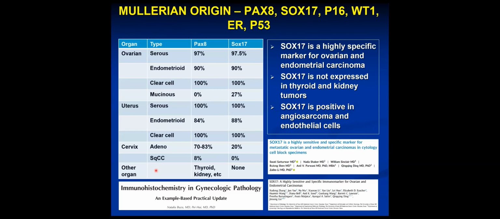In the case of Mullerian origin, we commonly employ PAX8 as a lineage marker alongside ER, p16, WT1, and p53 to subtype the tumor if needed. Recently, SOX17 has emerged as a highly specific marker for ovarian and uterine carcinoma, similar to PAX8. However, it doesn't exhibit expression in thyroid and kidney tumors, which show some PAX8 positivity. It shows positivity in angiosarcoma. The expression of SOX17 in cervix is lower compared to PAX8.